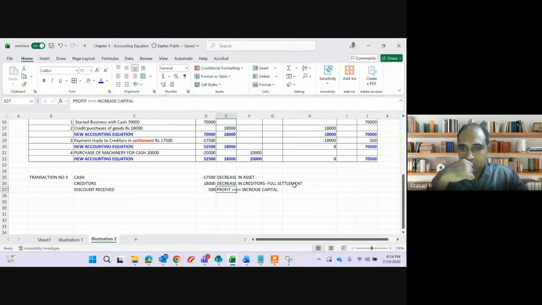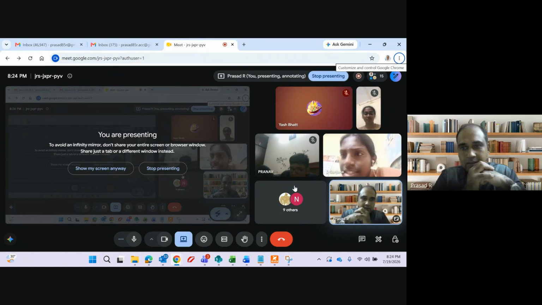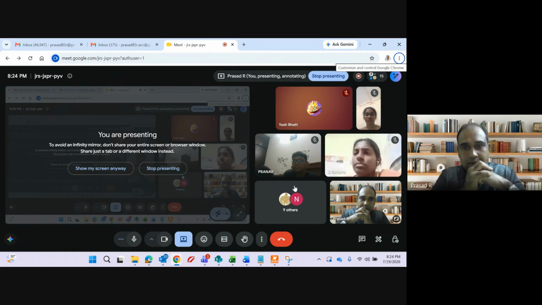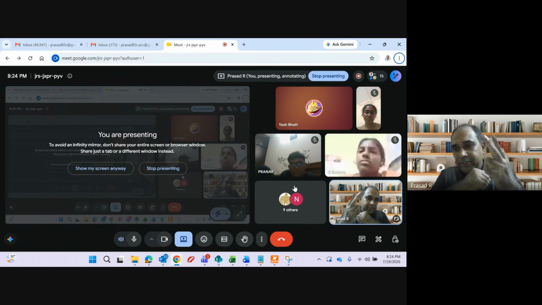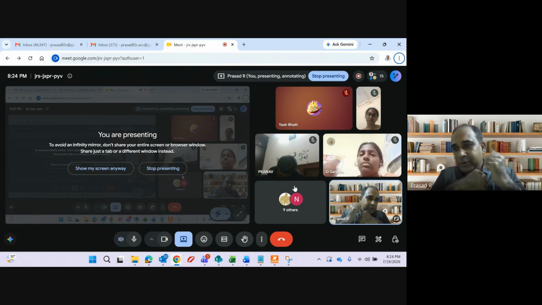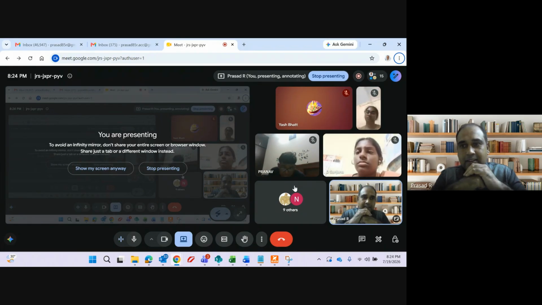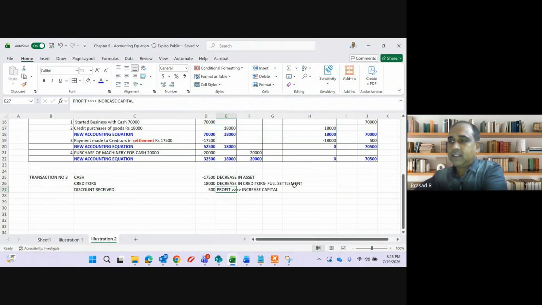Clear? Are you following the concepts, guys? Any doubt? Two questions you have solved now. We will move to the third question. I am not solving any question, guys. You are only solving it. Third question. Let's solve the third question now. Can we move to the third one? Third one has 9 transactions.